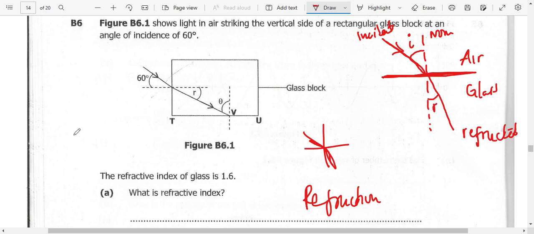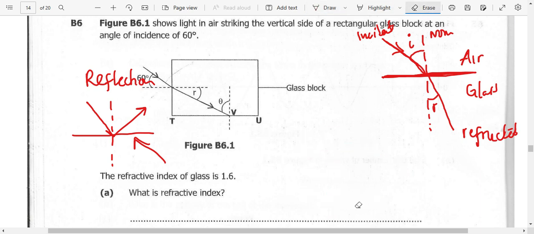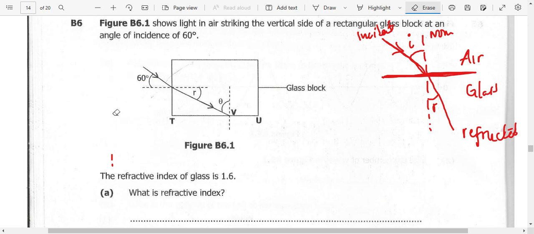Now, if you have got a boundary like this, like glass, and then you have got a normal, and light comes like this, it hits this, and then it bounces. This is different. The one before was bending, it actually passed through the boundary, but here it's not passing, it's bouncing. So bouncing is called reflection, and bending is called refraction. Can you get the difference between those two? Yes, very, very important.